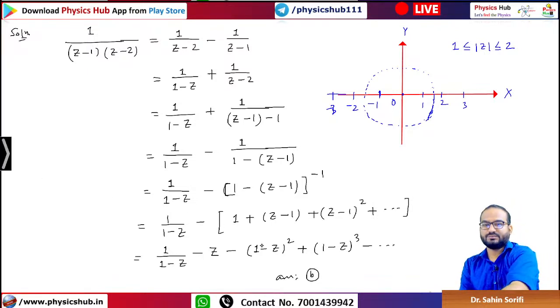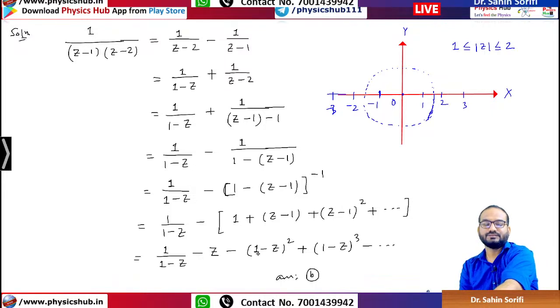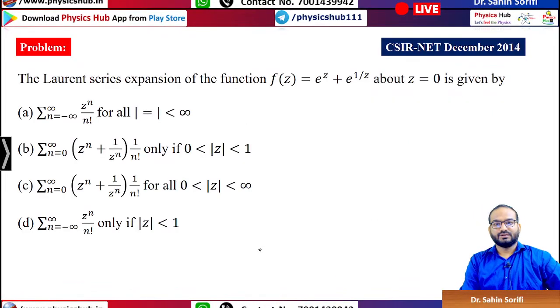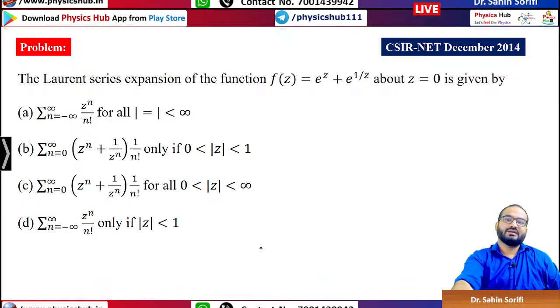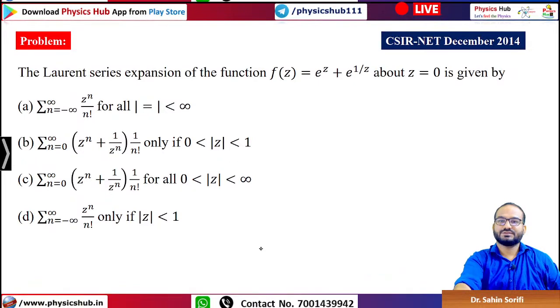Let's move on. The Laurent series expansion of the function f of z equals e to the power z plus e to the power 1 by z about z equals 0 is given by.